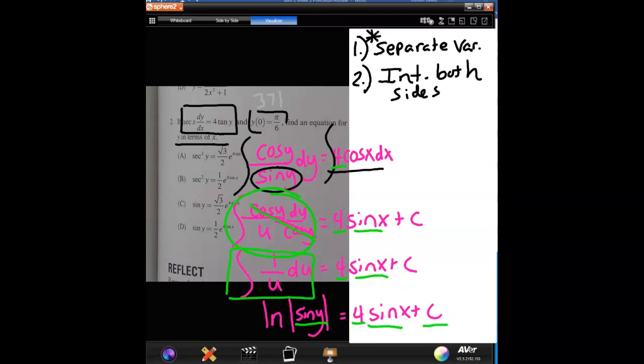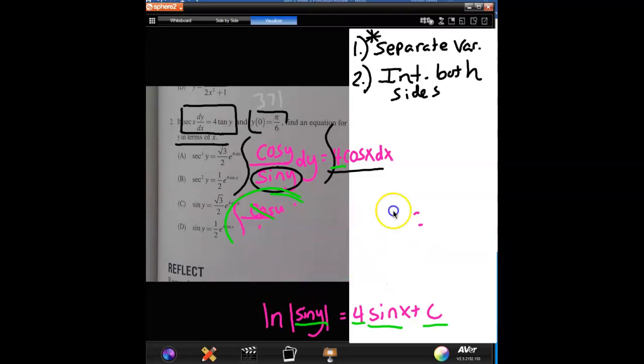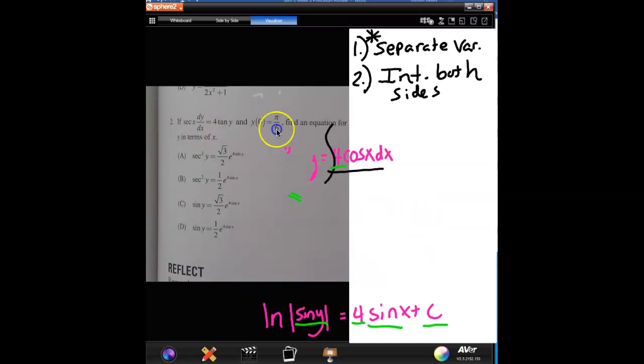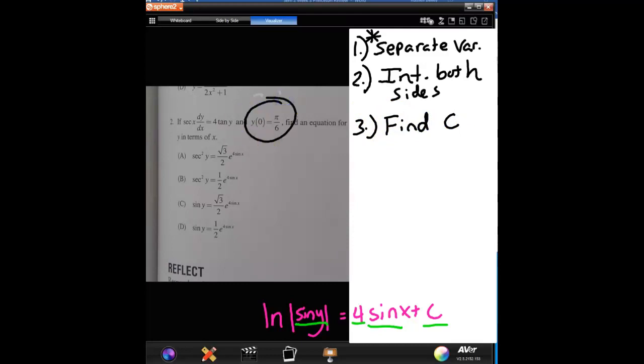So step 1, separate the variables. Step 2, integrate both sides. All right, now let's move on to step 3. Step 3 is going to be to find c. And the way you do that is by plugging in your initial condition. So I'm going to plug 0 in for x, and I'm going to plug pi over 6 in for y into this formula down here. Okay, so let's see what that looks like.